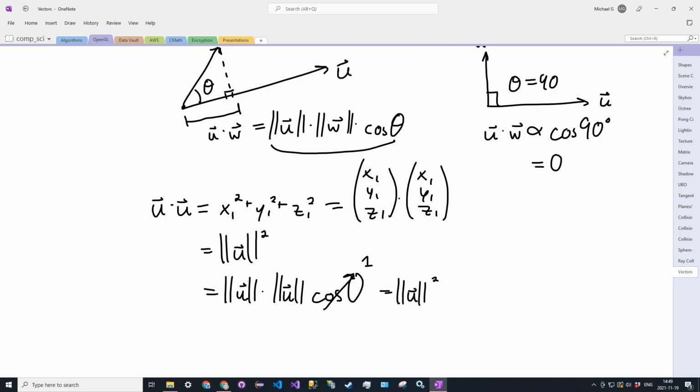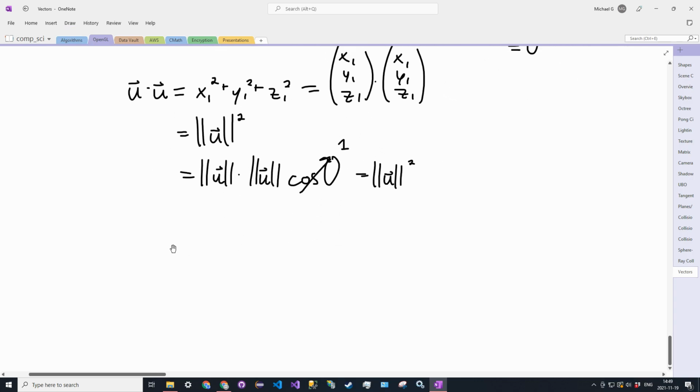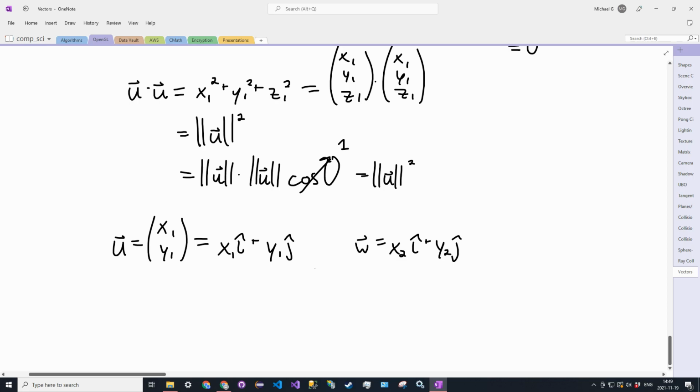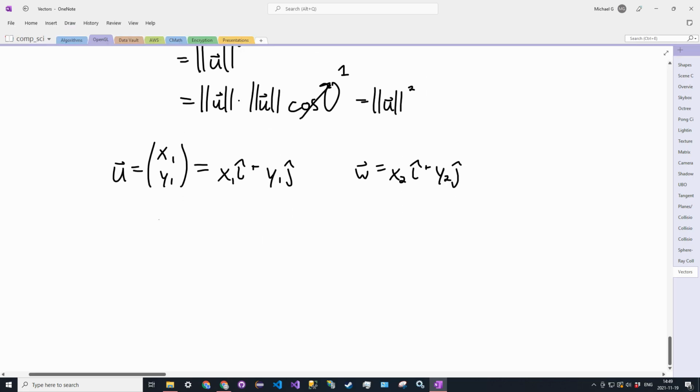Okay, let's go one step further. Let's go back into 2D. Let's say we have our vector u equal to x1, y1, and I'll just do its unit vector components, so x1 i hat plus y1 j hat, and w is equal to x2 i hat plus y2 j hat. If we take the dot product of these, let's try just writing out the multiplication. So u dotted with w is equal to x1 i hat plus y1 j hat dotted with x2 i hat plus y2 j hat.